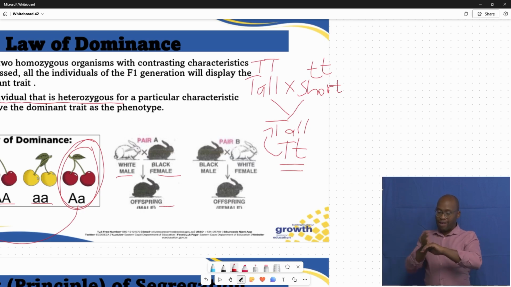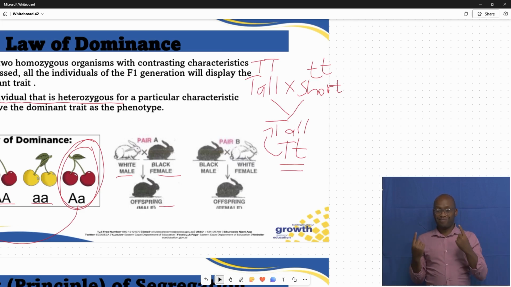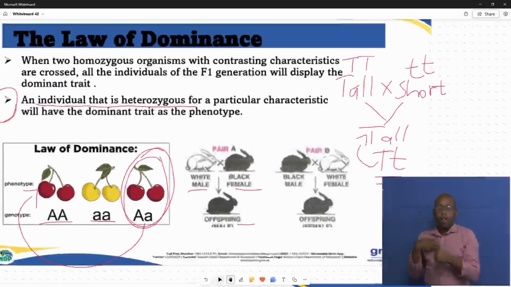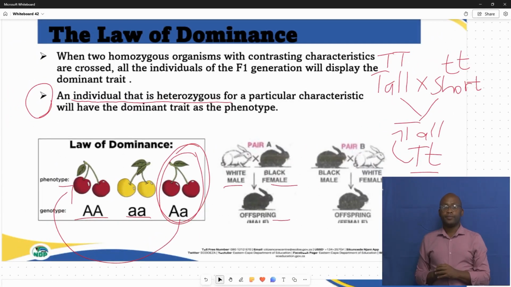The second diagram, which is pair B, is just interchanged, where instead of the white male, you have the black male and the white female. So these ones are not influenced by sex. This is not a sex-linked inheritance, but it just shows us that if you have dominant alleles, they will be expressed in the phenotype, because they always mask the expression of the recessive alleles.